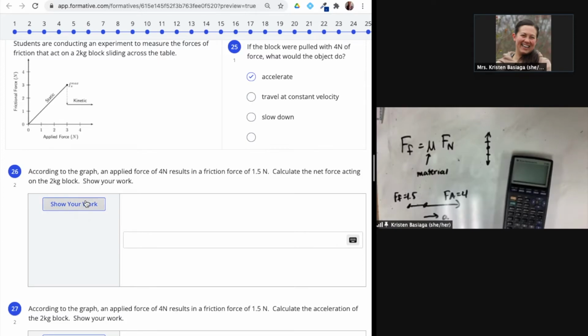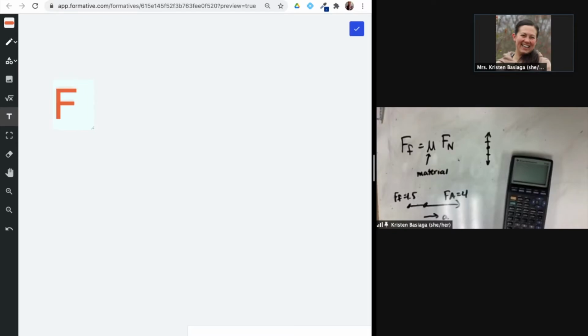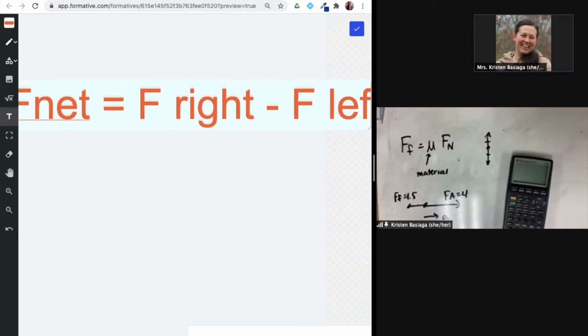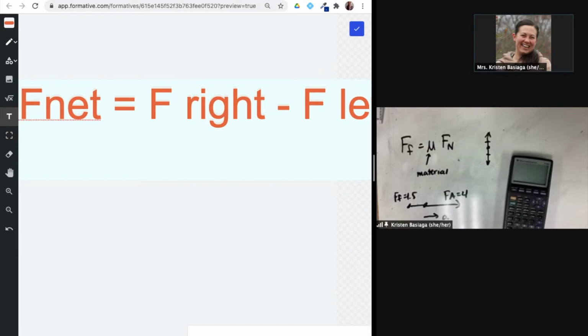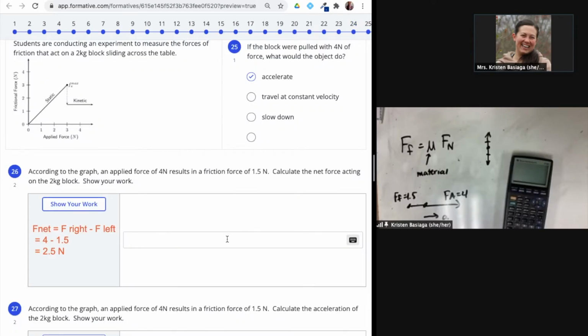How do we get the net force here? I would be doing net force is equal to force right minus force left. Or in this case, 4 minus 1.5. This leaves a net force of 2.5 newtons. But I don't need to include the N for newtons. I've got my 1 point for the work. Now this is just grading the number.